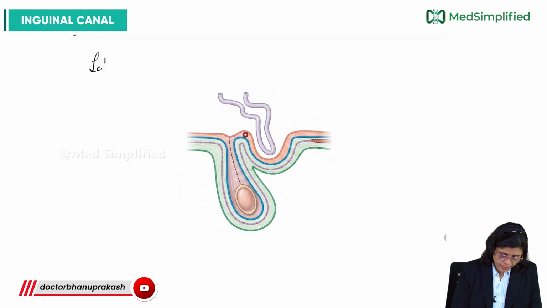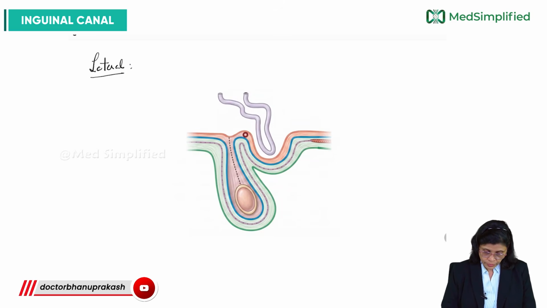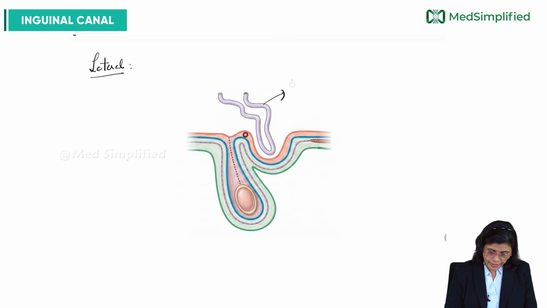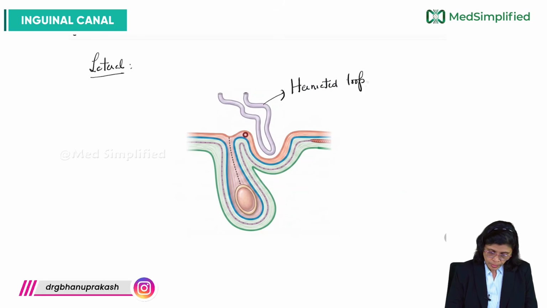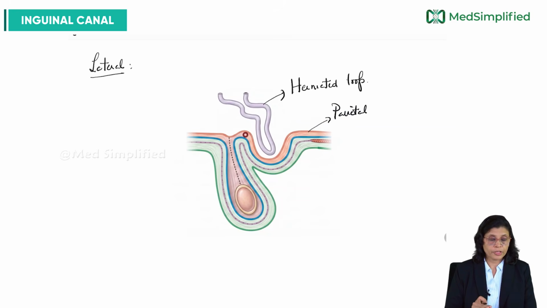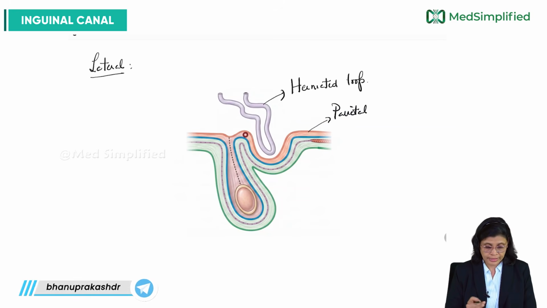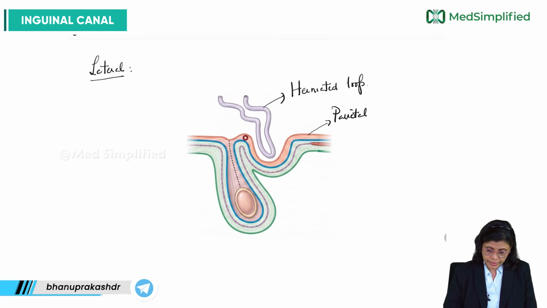So the lateral direct hernia. Here, what will be the coverings? First, this is the herniated loop. After that we have the parietal peritoneum. Here you have to remember we are talking about lateral. Lateral means it is outside the obliterated umbilical ligament, the lateral aspect of the umbilical ligament.